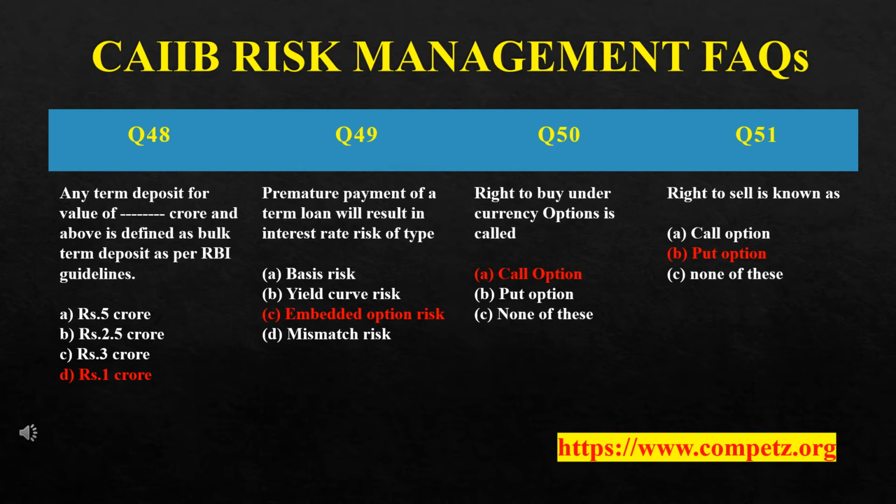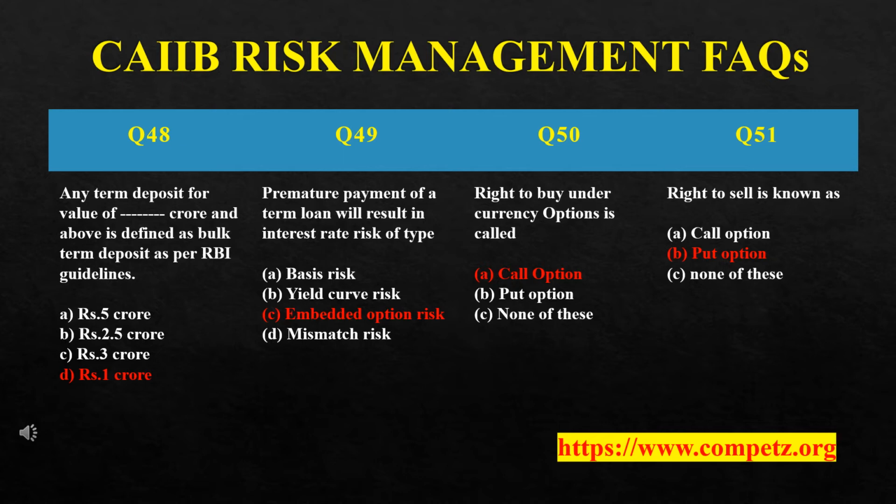And the next question. Right to buy under currency options is dash currency option. Okay, right to buy. Buy means it's always call option. If it's sell, that means put option. So right to buy, buy means call. That's why the answer is call option. The holder of a call option has the right but not the liability to buy the underlying asset at the strike price, the exercise price.